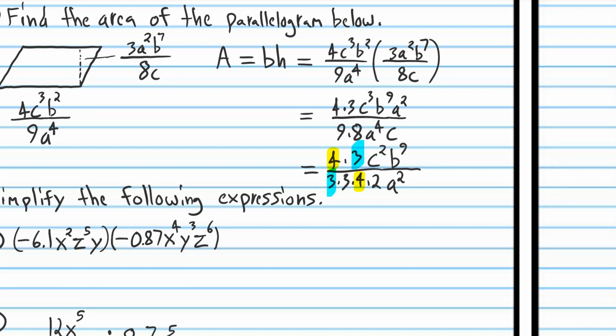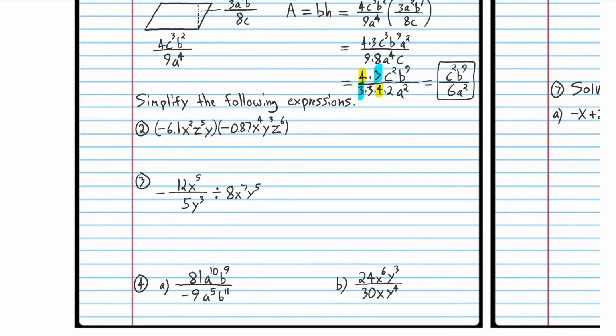and write our final answer, and then we're done. So it looks like we're going to have 2 times 3 at the bottom, which will be 6, and there's going to be nothing at the top except our letters. And there we go. So that's an example of multiplying algebraic fractions. Okay, let me just double check that. Everything looks good. So on to the next problem.